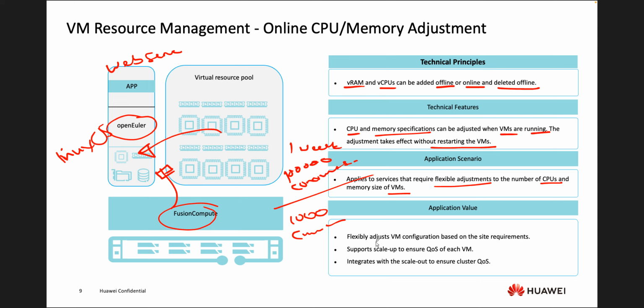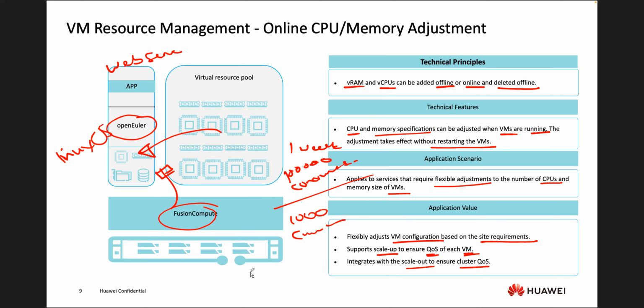Again, this flexibility adjusts the VM configuration based on the site requirements or whatever is needed. It supports scale up to ensure your quality of service, so that's a QoS for each VM, and it integrates the scale out and ensures the cluster quality of service. So that scale up and scale out, that's the availability.